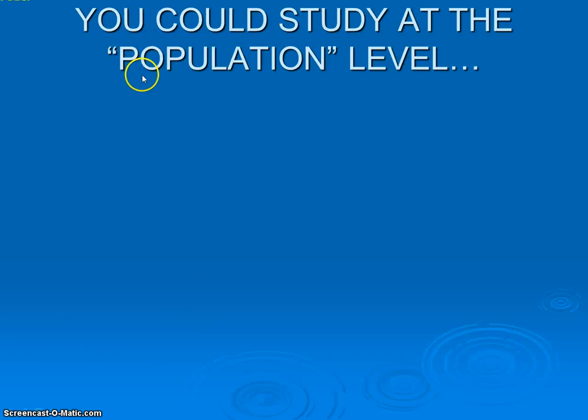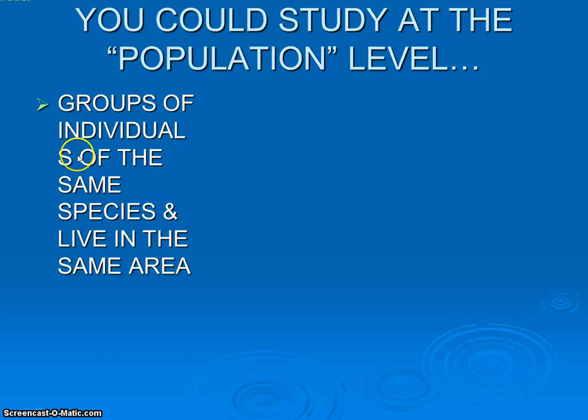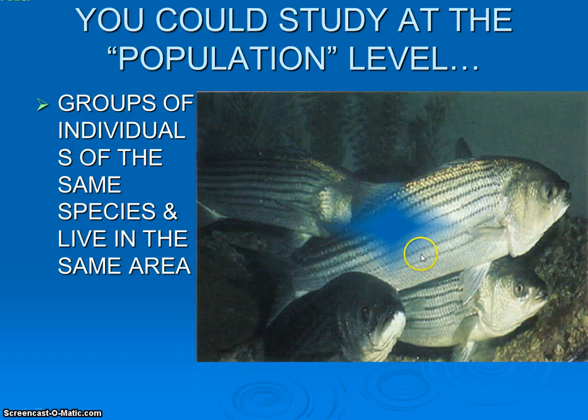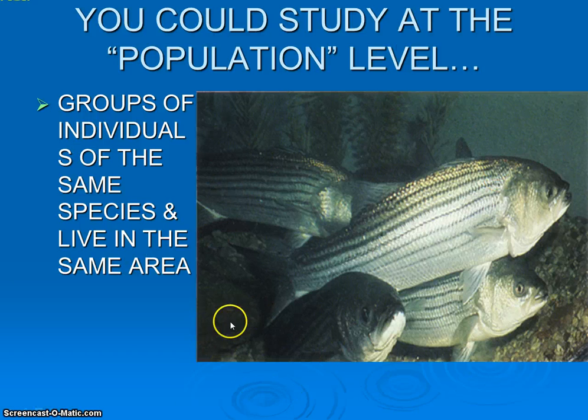We could bump up to the next level, a population. In terms of ecology, a population in particular is just one particular species, individual, sorry, in a particular area. So we could study a population of striped bass living in Watch Hill. Now here we're concerned with not just striped bass generally, and we're becoming a little more broad of just that group living in Watch Hill.